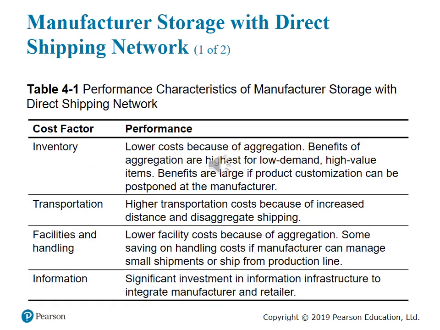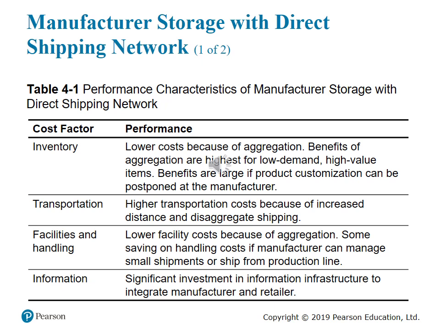Okay, so what are the benefits or characteristics of this choice? The first choice, which is called manufacturer storage with direct shipping network. Look, first, the inventory. We have lower costs because of aggregation, because we aggregate our product in a specific location. We don't distribute products to different distributors and retailing sites. So the cost of holding inventory is lower because we have aggregation.